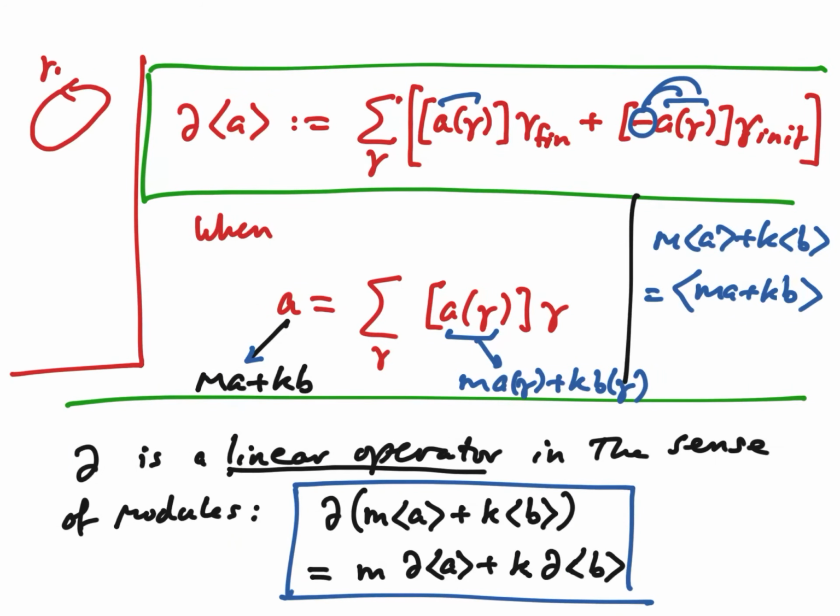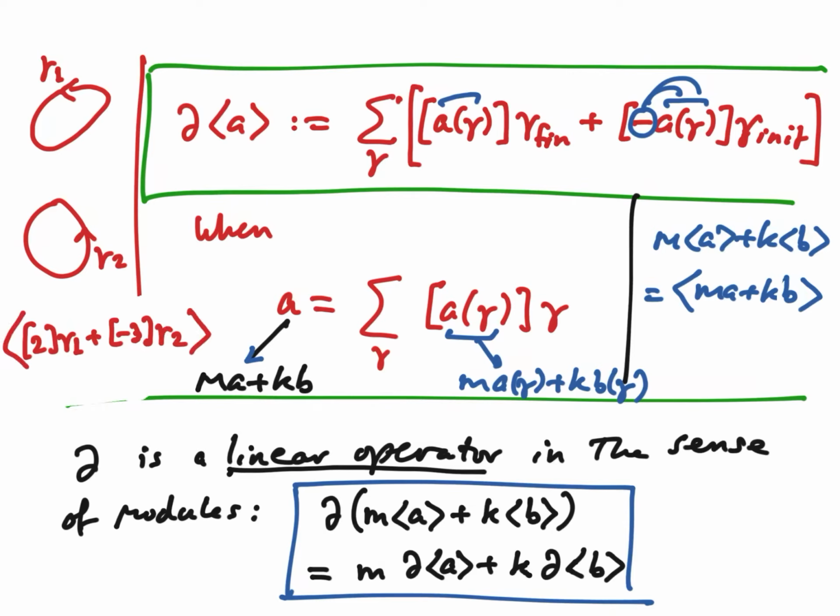Let's say I have a loop, gamma 1, and then another loop, gamma 2. And I form this combination, let's say 2 gamma 1 plus negative 3 gamma 2. Then I take the equivalence class of that. So that's a chain. That chain is not a loop. Actually, chains are never loops, because loops are paths. Chains are equivalence classes of formal sums. But the point is this, it doesn't correspond to a single loop. There are two loops here. And we're just forming some combination of them. But this also has a boundary of 0.